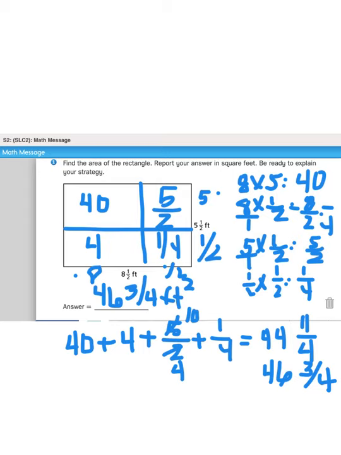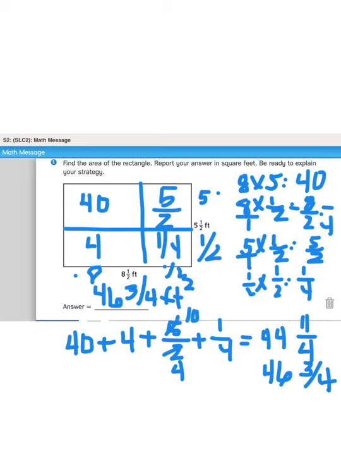We also could have converted all of the mixed numbers to just complete fractions and then multiplied those, which would have given us 7/2 times 11/2, which would give us a product of 187 divided by 4. Then we could do the division, and we would have gotten 46 3/4 feet squared as well.